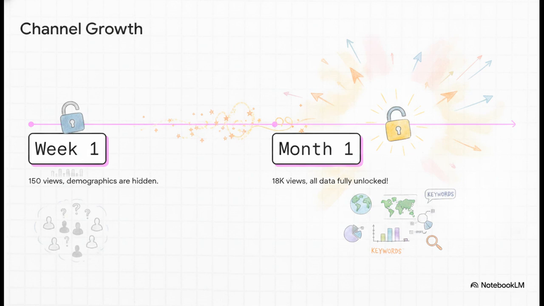Let's look at a hypothetical Google Gemini tutorial. In week 1, you upload it. It gets a modest 150 views and 12 subscribers. Because of everything we've talked about today, the age and gender reports are completely hidden.